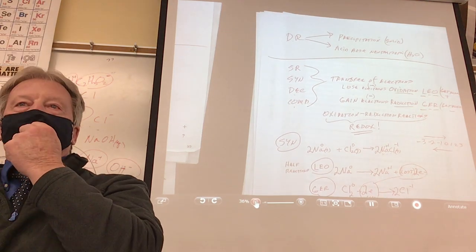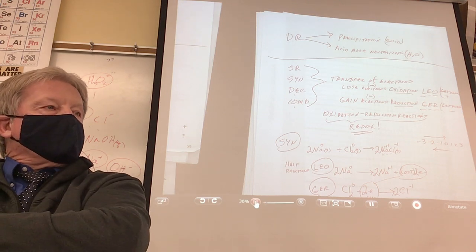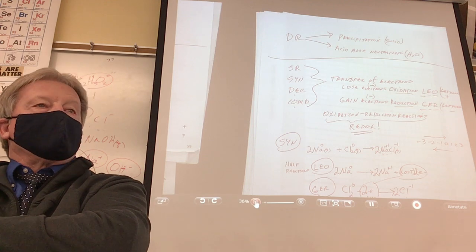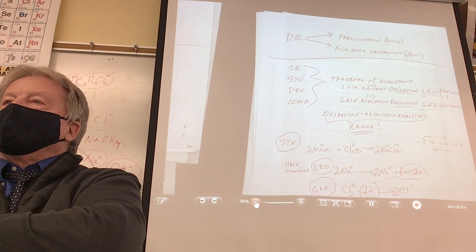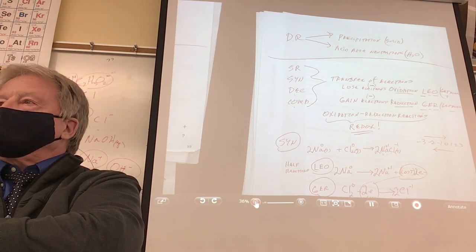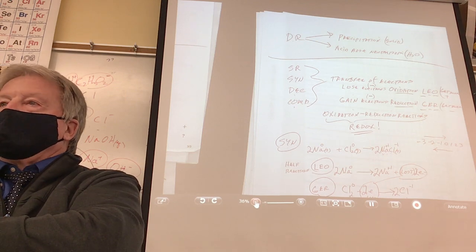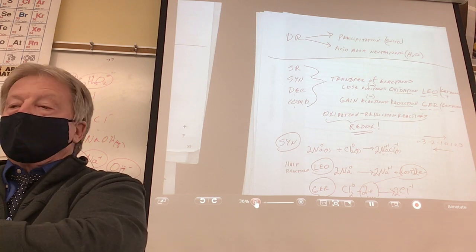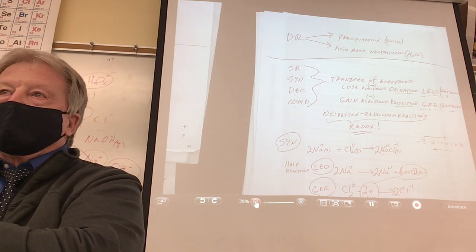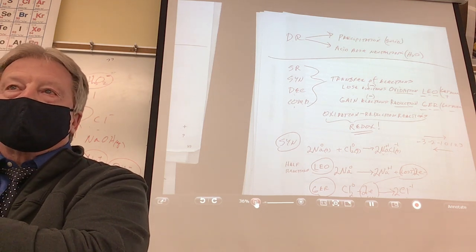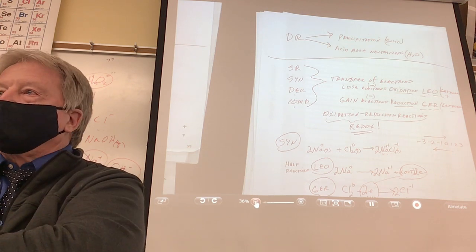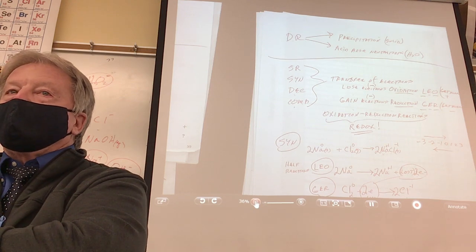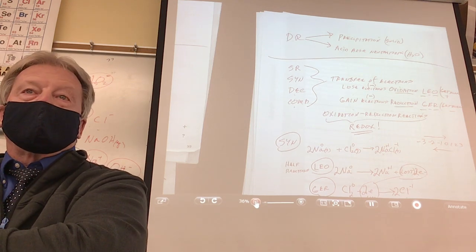Why did it have to match? What do you think? Anybody feel smart today? Elizabeth, she did a good job. Anybody feel smart? Why do they have to match? I'll give you an analogy. Can I give you an analogy? Here's a question I always ask on the test. How many total electrons were transferred in this reaction? Write down your answer. Don't say it, just write down your answer. How many total electrons were transferred?